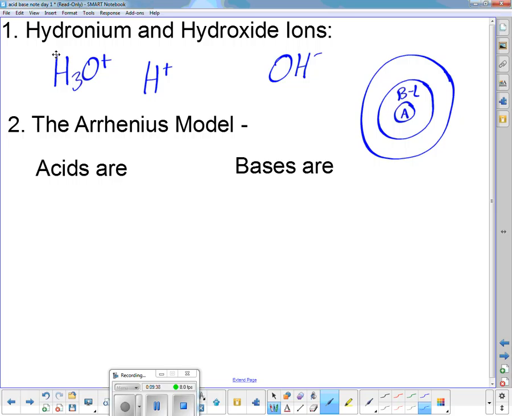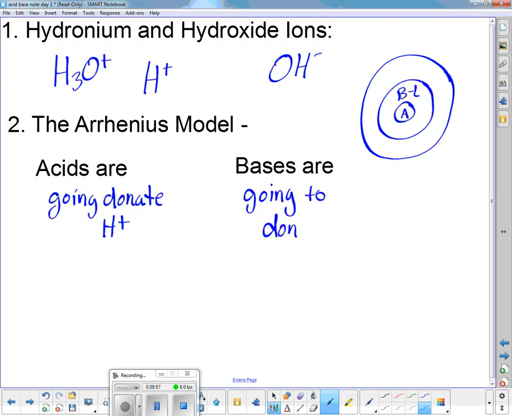So Arrhenius basically said, okay, acids are going to donate an H+. And bases are going to donate an OH-. That makes it real easy to look at something and say, oh, if it has an H, it's going to be an acid. If it has an OH, it's going to be a base. Makes it fairly easy.